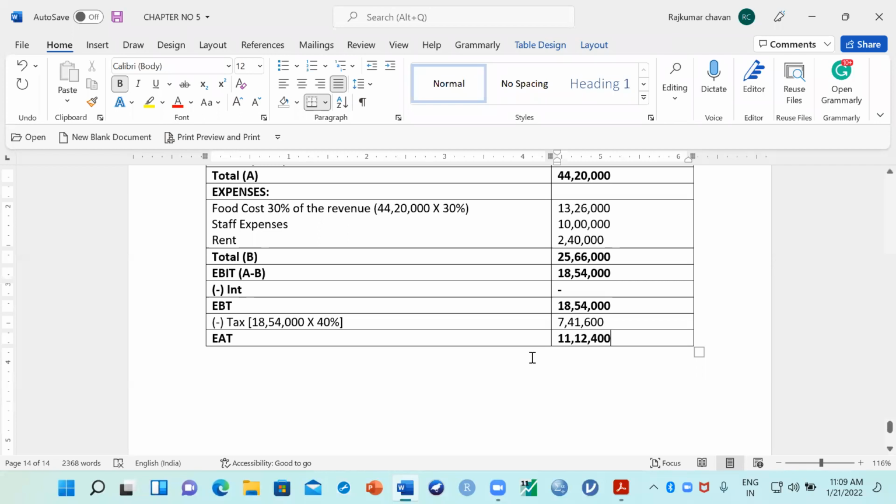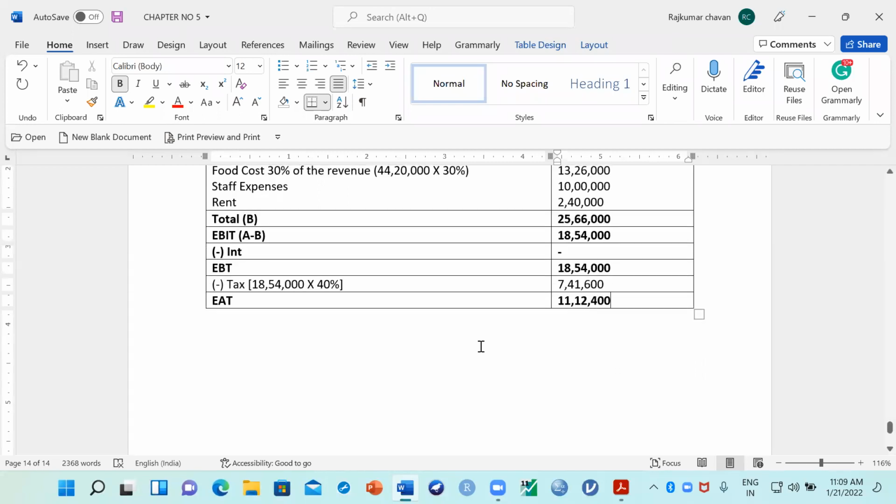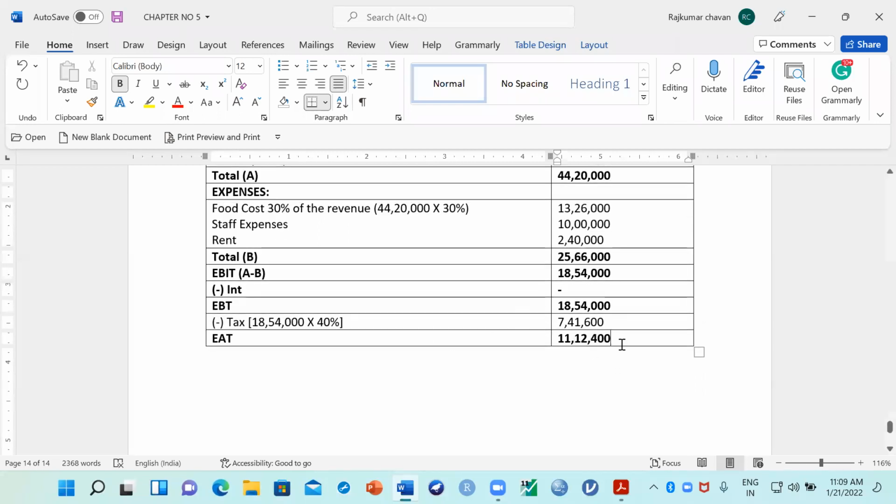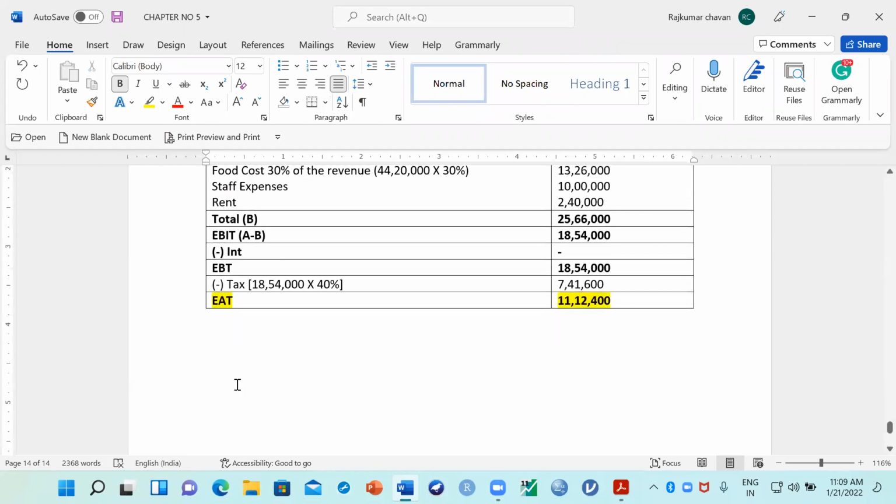12,400. So we got the total earning after tax is how much? 11 lakh 12,000 is, on an average, the total revenue they are generating. Okay. So we got earning after tax. Now, based on this information, let us see the calculation of WACC.